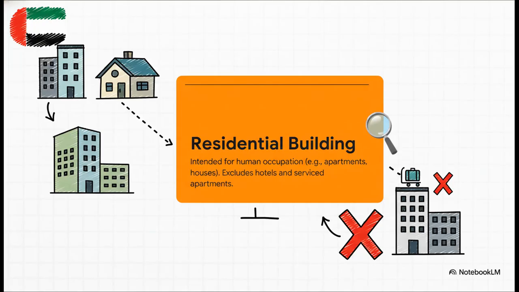So what exactly is a residential building? It's pretty much what you think. Any place intended for people to live. You know, apartments, houses, student dorms, nursing homes, that kind of thing. But, and this is a big but, look at the exclusions. Hotels and serviced apartments do not count as residential for VAT purposes. That is a classic exam trap, so make a mental note of that one.